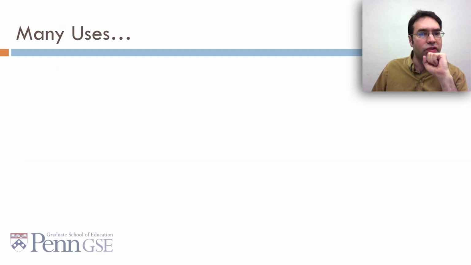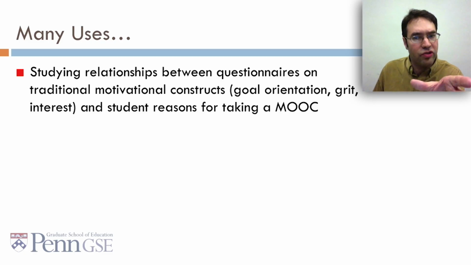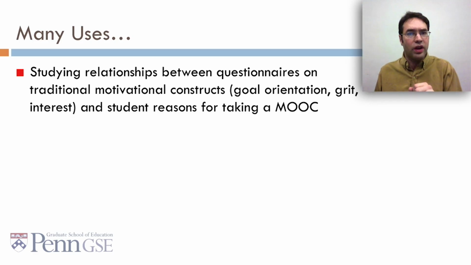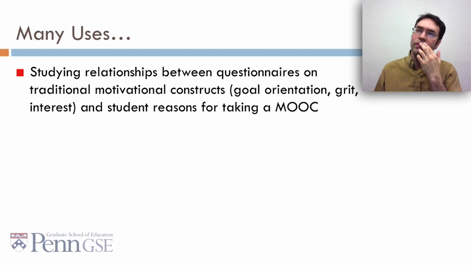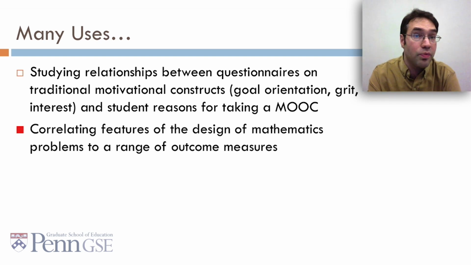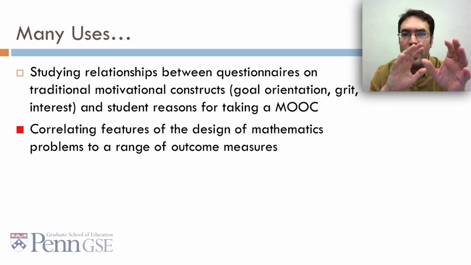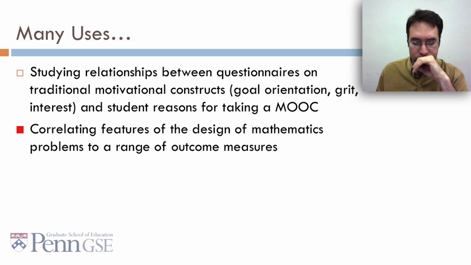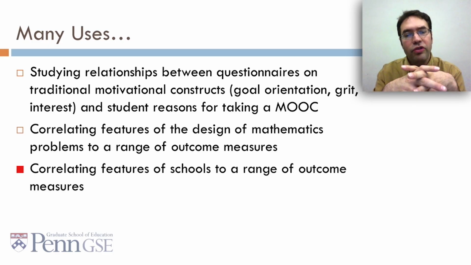There's a lot of uses for this in education. One of them is studying relationships between questionnaires on traditional motivational constructs, like goal orientation, grit, and interest, and student reasons for taking a MOOC. I wonder if anyone's doing research on this problem. Oh well. Second one is correlating the features of the design of mathematics problems to a range of outcome measures. And actually, my research group has done some work in this area. The third one might be correlating features of schools to a range of outcome measures. What are the aspects of the good schools?